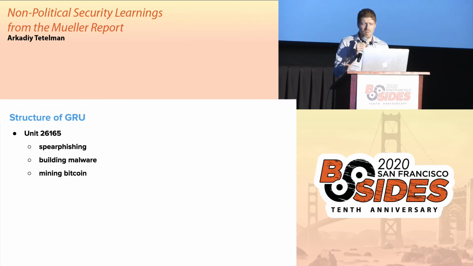And they were mining Bitcoin, actually. They used freshly minted coins to purchase some of the infrastructure that was used in the attacks. So some of the hosting infrastructure, and also later for disseminating information, there was a particular domain name that was purchased through Bitcoin as well.